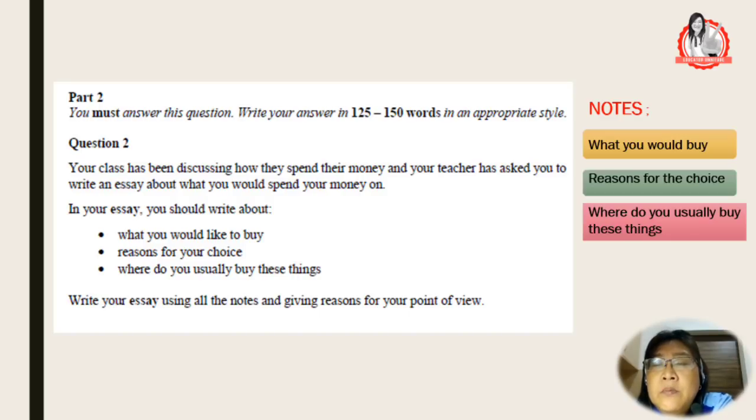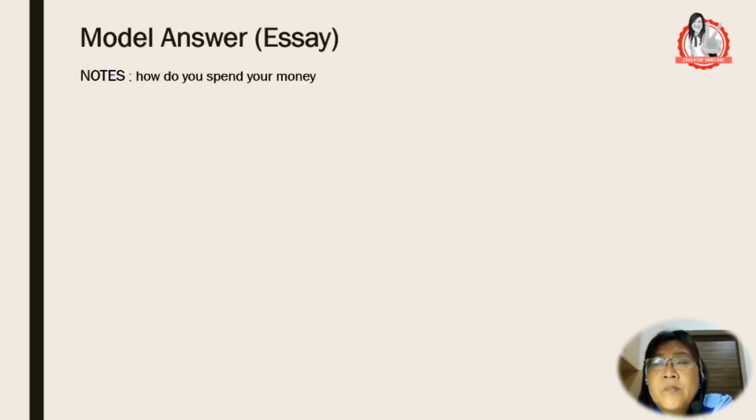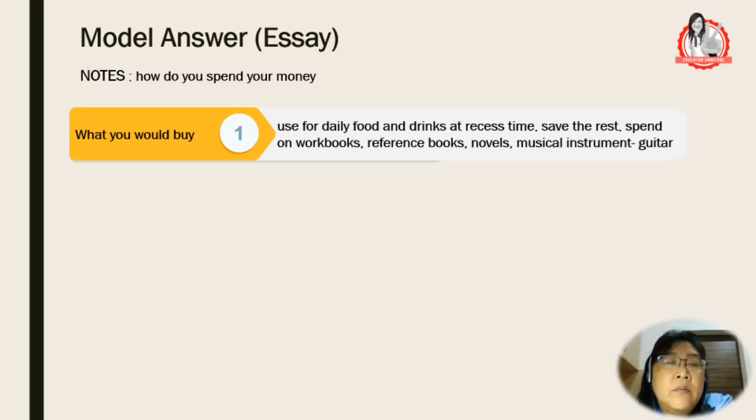So for example, number 1, what you would buy. Number 2, reason for the choice. And number 3, where do you usually buy these things? So let's look at the model answer. Notes. How do you spend your money? So remember, this is about money. Okay. So number 1, what will you buy?